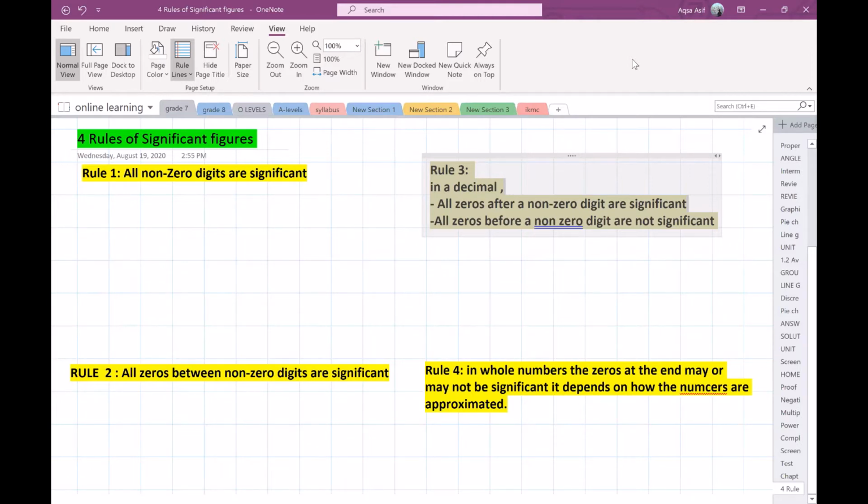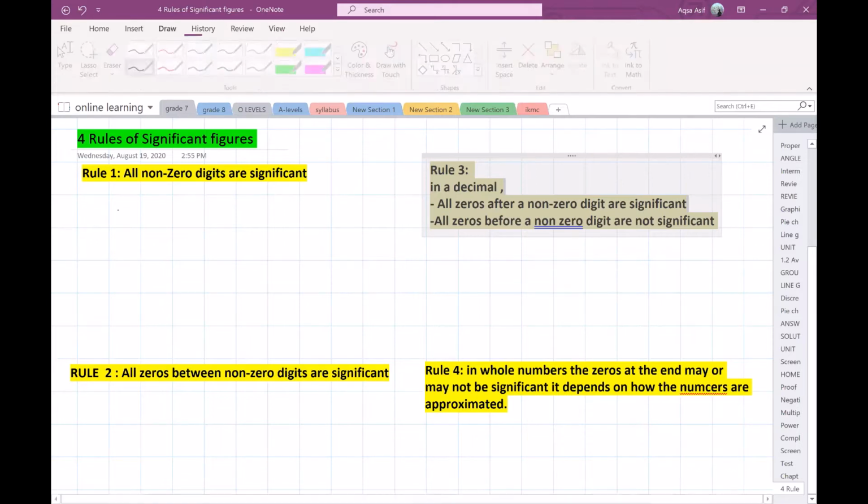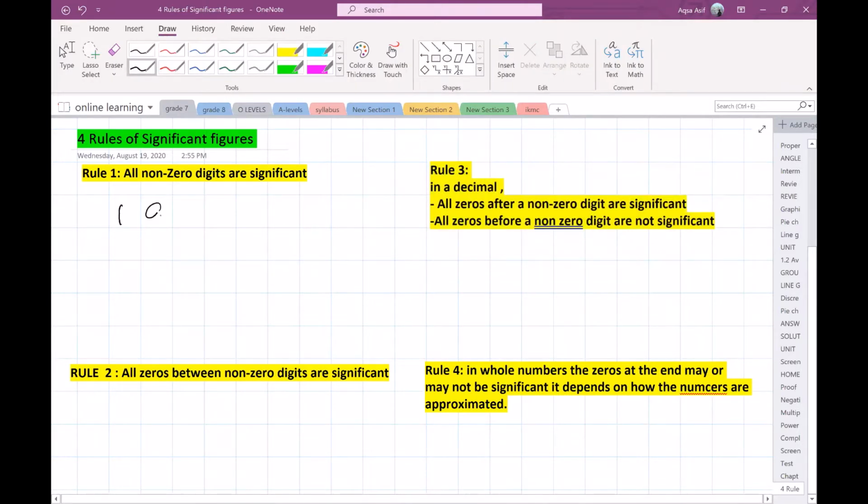All non-zero digits are significant. All right. All non-zero digits. Let me give you an example. 192, all numbers are non-zero. There is no zero in these 3 digits. So these are all non-zero digits. So if you've been asked to write the number of significant figures, you will write there are 3 significant figures in this number.